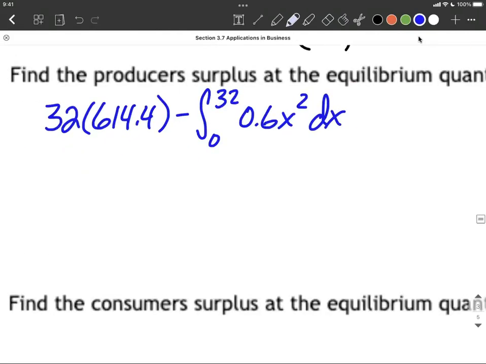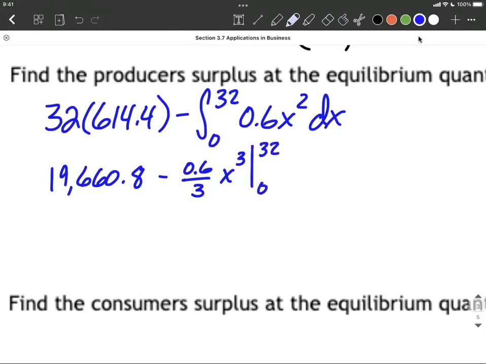All right, from here, let's go ahead and solve this down. So 32 times 614.4 works out to be 19,660.8 minus, let's go ahead and integrate here. So we'll bring the constant along. We're going to use the power rule, so we're going to increase our exponent by 1, so make that a 3, and divide by our new exponent. Now this gets evaluated between 0 and 32.